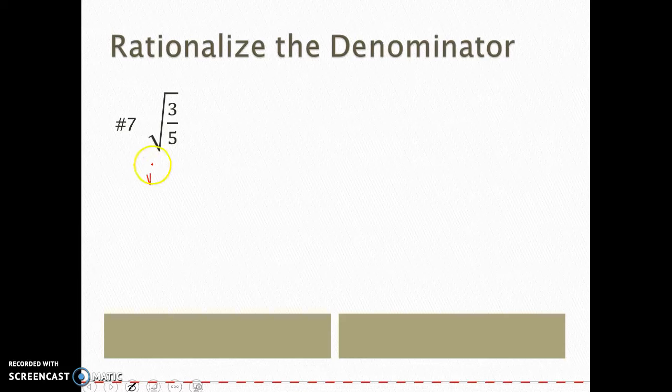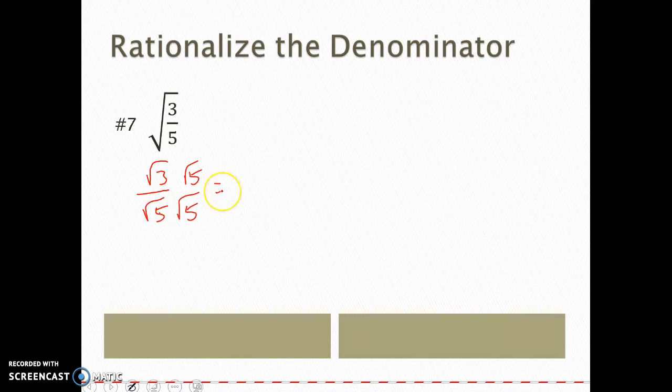I could write this as the square root of 3 over the square root of 5. But both of these forms are bad. It's bad form to have a fraction inside a radical sign, and it's bad form to have the denominator as a radical. So what I want to do is take this radical 5 here and rationalize that. And we do that by multiplying the top and the bottom by the square root of 5.